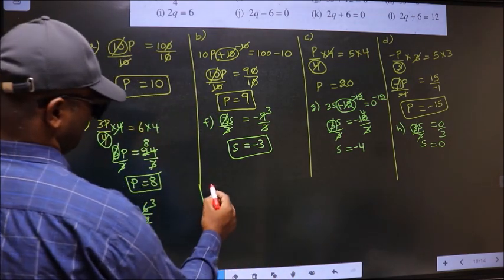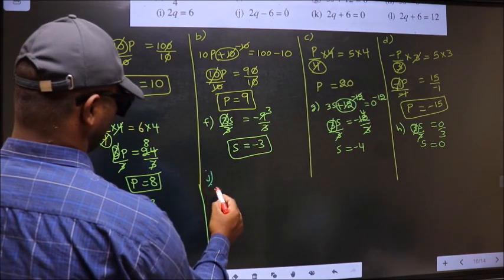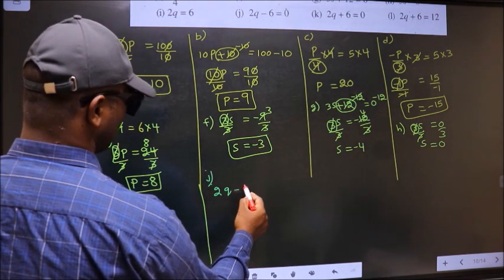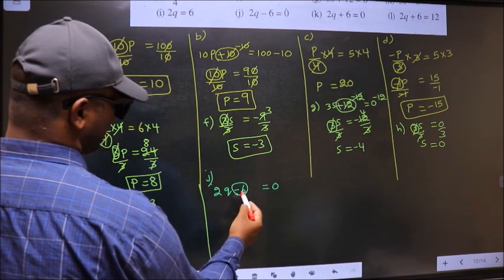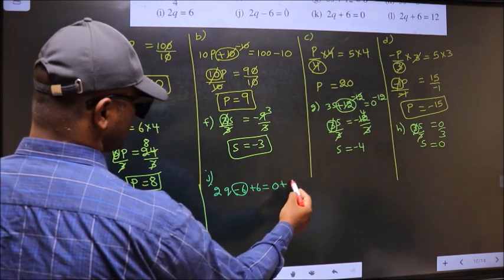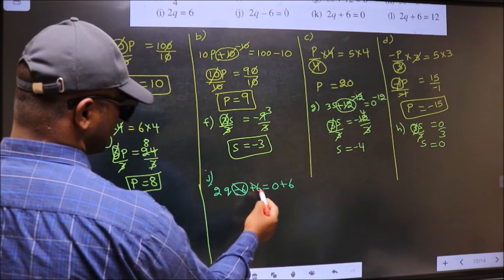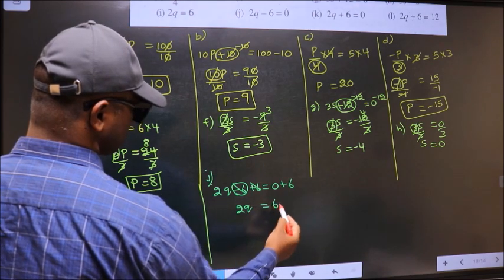Next, 2q minus 6 equal to 0. First we should remove minus 6. To remove minus 6 you add 6 on both sides. So this cancels out, you get 2q equal to 0 plus 6 is 6.